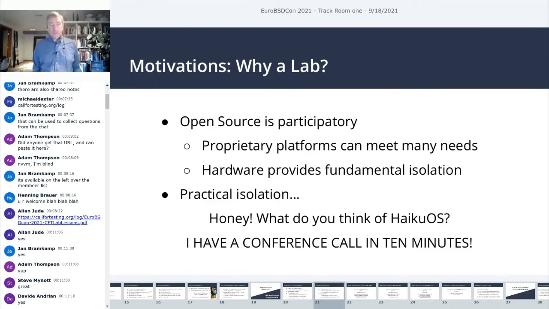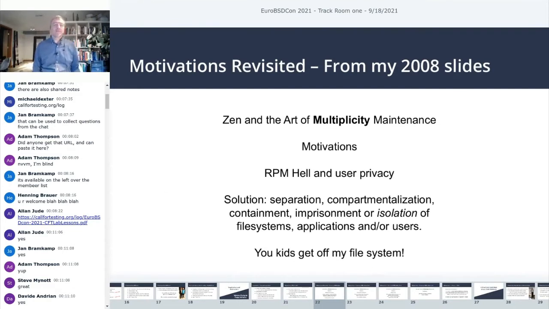You can have a VM on a totally proprietary OS and do all your work there, or have a complete stack like VS Code and work on open source software. Great, that works. But as I'll touch on many times, there is a fundamental need for isolation. In practicality, look at the scenario I put there: honey, what do you think of Haiku OS? And your spouse responds, I have a conference call in 10 minutes, what the hell is this? So it's good to separate those things, just like a different machine, a different room for the noisy stuff.